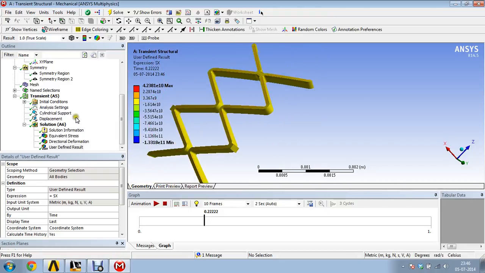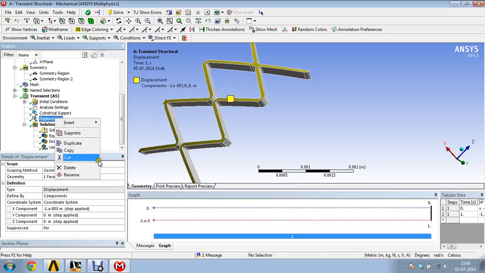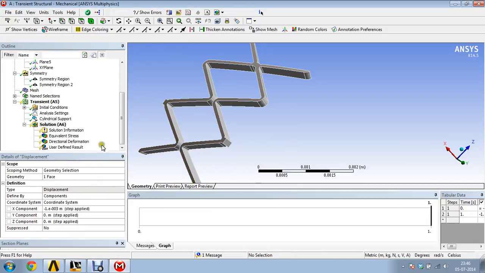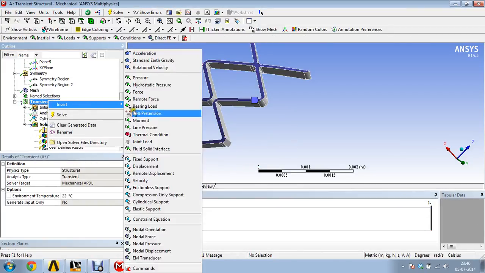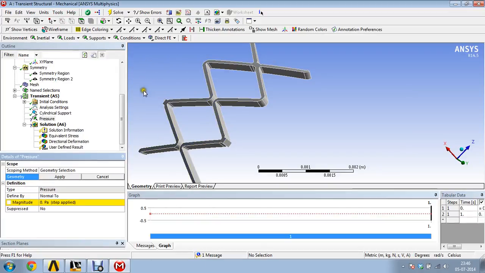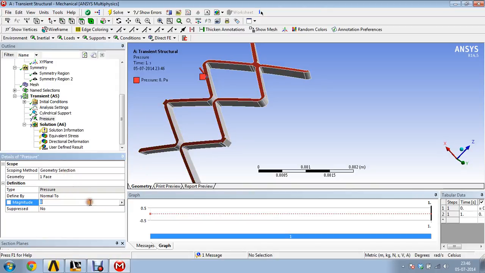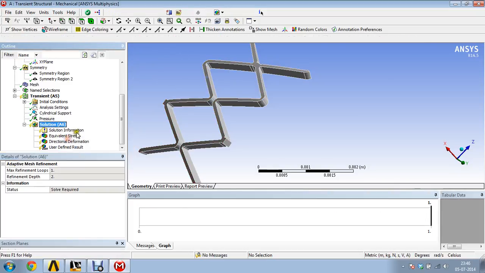And the other variation we can do is remove the displacement here, and what we will do is insert the pressure. Okay, so you will apply a pressure. Let us do geometry selection, apply pressure, and the pressure has to be applied in megapascals. So we have applied 1 megapascal of pressure, and let us see how it solves.